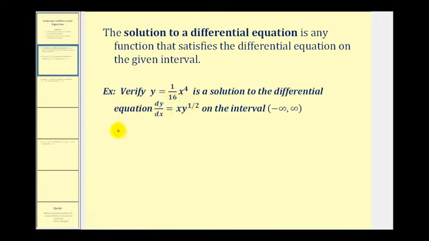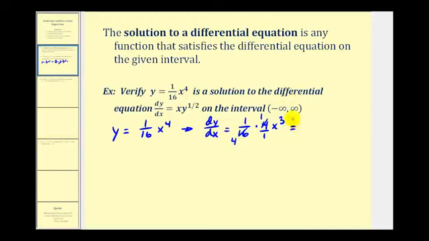So if y is equal to 1/16 x to the fourth, we apply the power rule here to find dy/dx. So dy/dx is going to be equal to 1/16 times the derivative of x to the fourth, which would be 4x to the third. So the same as 4 over 1, so this here is going to simplify. There's one factor of 4 and 4, and 4 factors of 4 in 16. So dy/dx is equal to 1/4 x to the third. So now we have enough information to verify that this function is a solution to this differential equation.